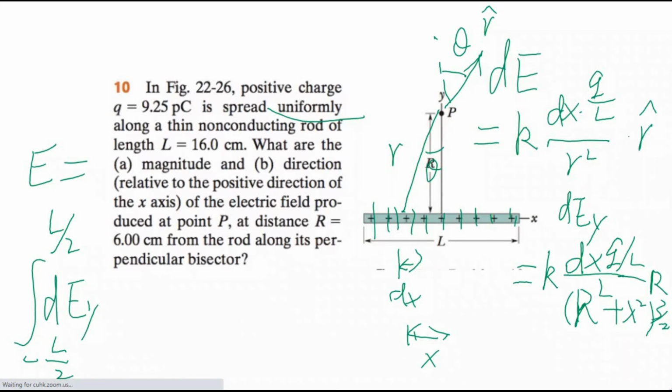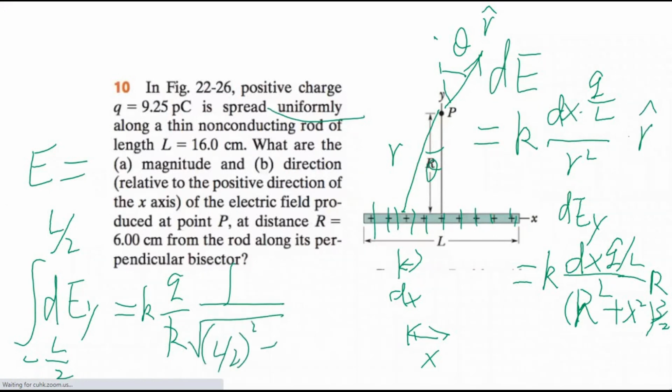So the integral process I will just ignore, but that would eventually become k Q R, and then we can just put in all the numbers given in the problem. So the final result is 8.12 Newton.